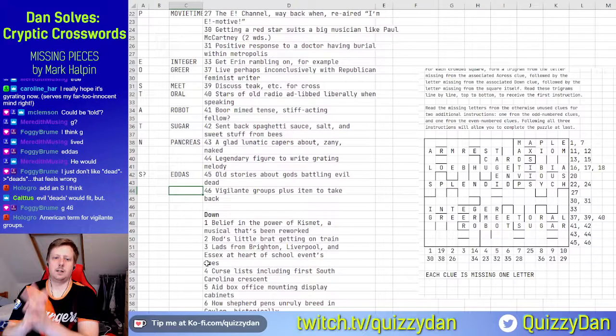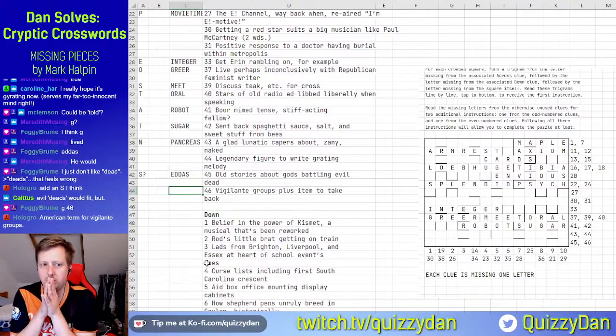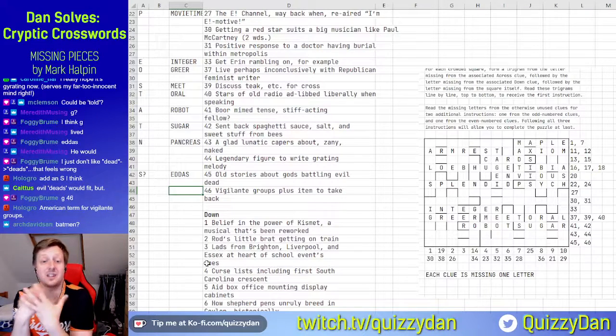Okay. American term for vigilante groups. I'm sure I'll probably have heard of it. Plus item. Item, could that become items or situm, ditum, fitum, gitum, hitum, litum, bitum. 2 could become top. Take could become stake, but probably isn't. Don't know. To take aback could be a thing. To take aback, to startle. That could be where we're going.